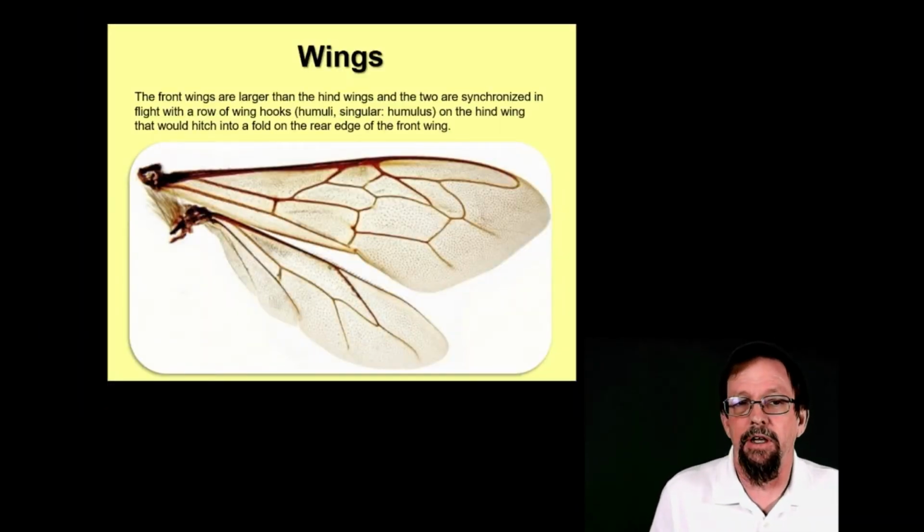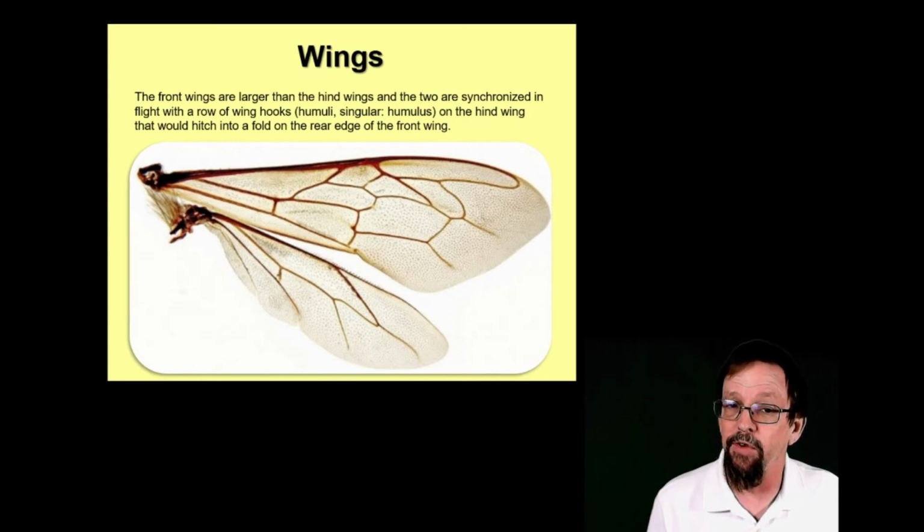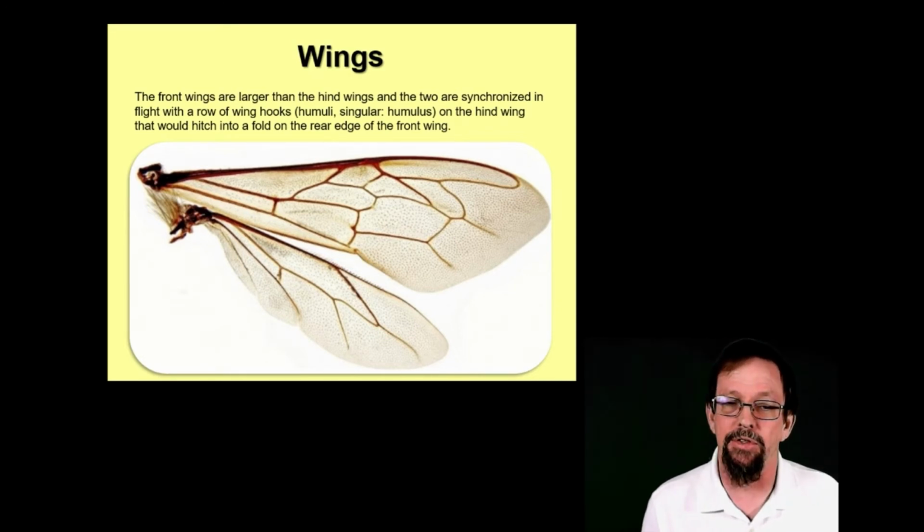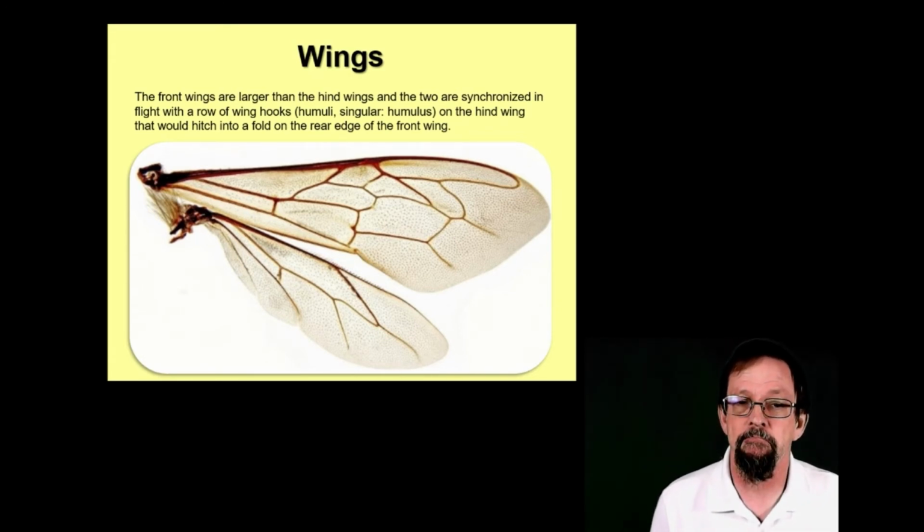Wings. The front wings are larger than the hind wings, and the 2 are synchronized in flight with a row of hooks called humuli, or singular called humulus. On the hind wing, they would hitch to the folded edge on the rear of the front wing, so they kind of interlock, kind of like bee Velcro, I would guess. But anyways, it actually hooks the 2 wings together so the flight surface stays together.